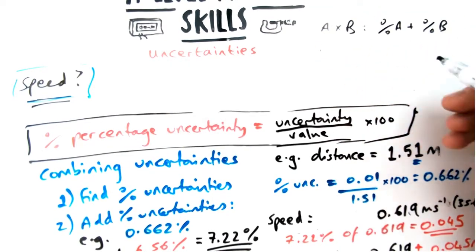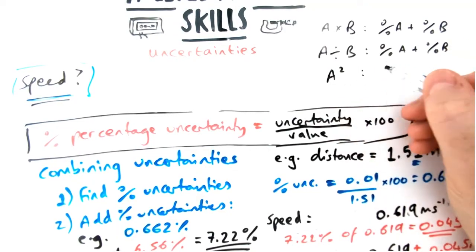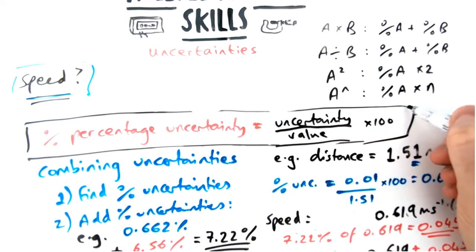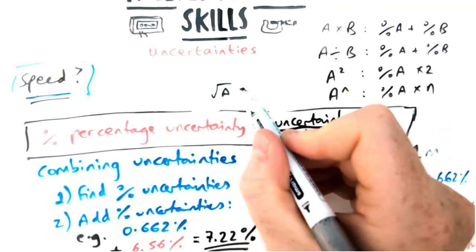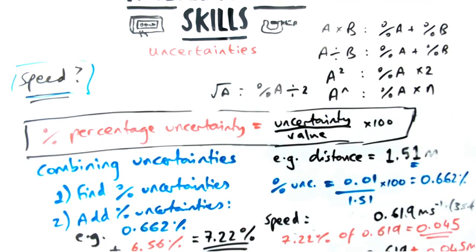So general rules for combining uncertainties: if whatever you're doing in your equation, if you're timesing two values, you add together percentage uncertainties. If you're dividing two values, you add them together. If you're squaring a value, double the percentage uncertainty. And if you're cubing or quadrupling, you times the percentage uncertainty by what your index is.